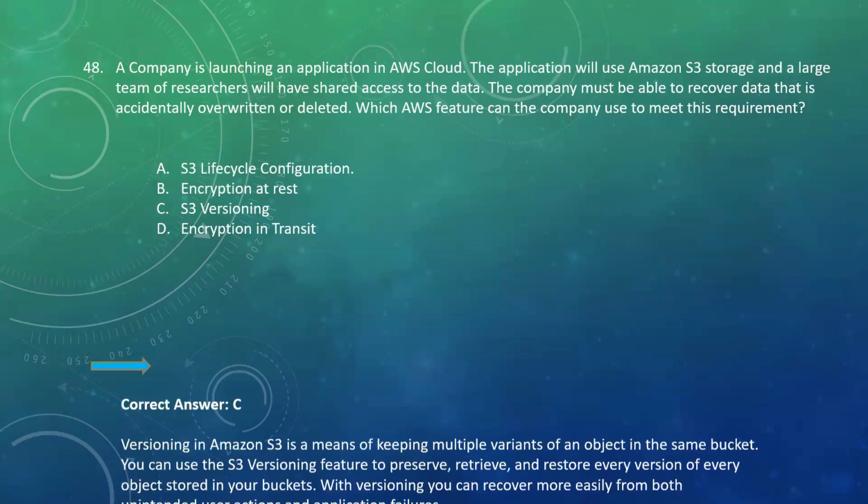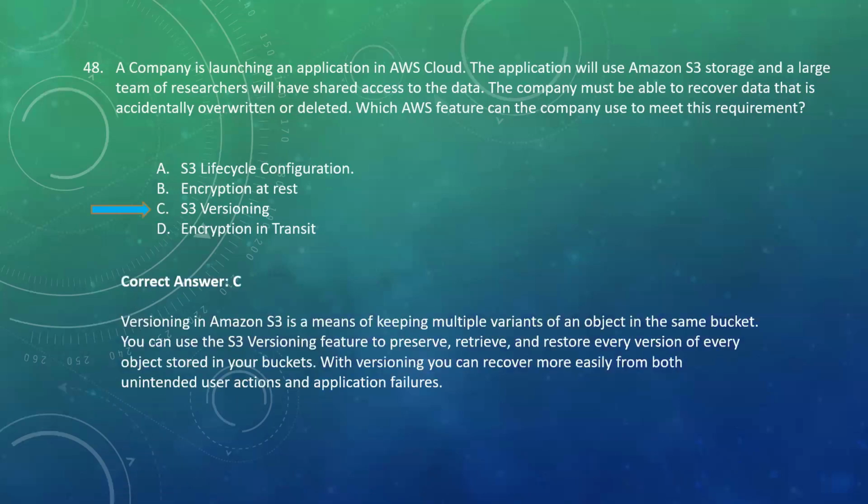So the right answer is option C, S3 versioning. Versioning in Amazon S3 is a means of keeping multiple variants of an object in the same bucket. You can use the S3 versioning feature to preserve, retrieve, and restore every version of every object stored in your buckets. With versioning, you can recover more easily from both unintended user actions and application failures.